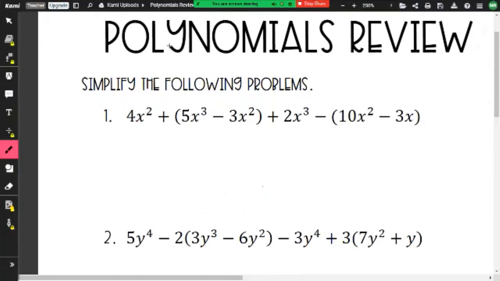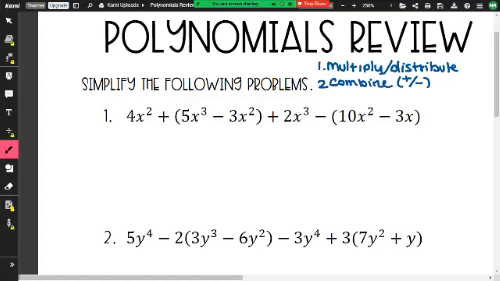Now, the first step, remember, is always to multiply or distribute, then you can worry about combining. You have to get rid of the parentheses before you can do anything else. So if you look at this first term, 4x squared, it's not inside any group of parentheses. So I'm just going to bring that one down, leave it alone.